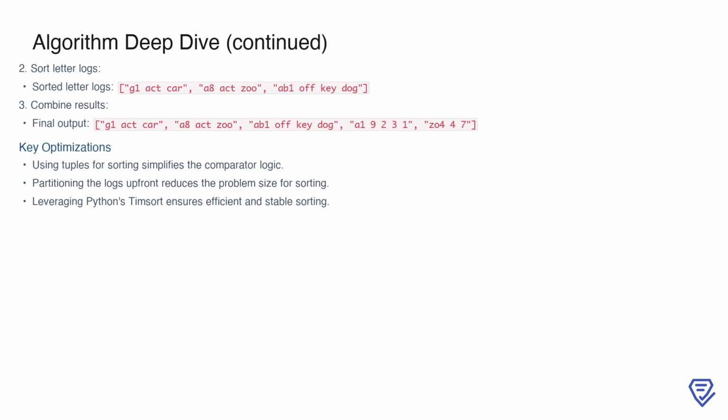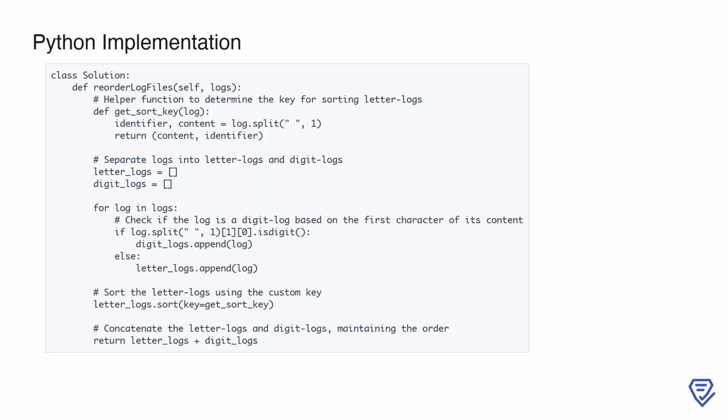for large inputs. This Python implementation solves LeetCode problem 937, Reorder Data in Log Files, by processing an input list of logs and reordering them according to the specified rules. The solution consists of the following steps. 1. Define a helper function. The get_sort_key helper function extracts the content and identifier of a log and returns a tuple, content, identifier. This tuple is used as the sorting key for letter logs, ensuring they are sorted lexicographically by content. If 2 logs have identical content, they are further sorted by their identifier.